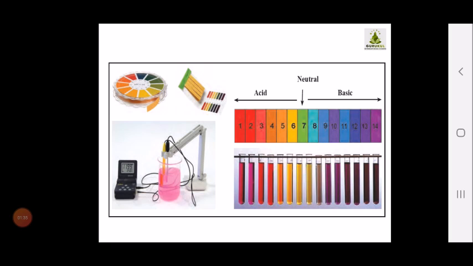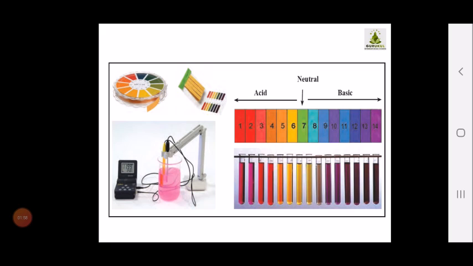Yes, this is a litmus paper. You are very well aware of this. Now here there are different instruments given. You are able to see the pH meters also. Then the litmus paper is also shown, so it is indicating the pH range. 7 is neutral, below 7 the solutions are acidic, and above 7 the solutions are basic.